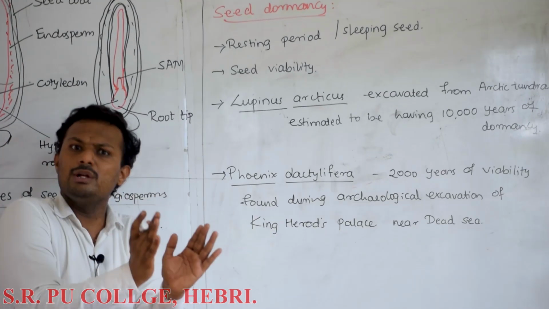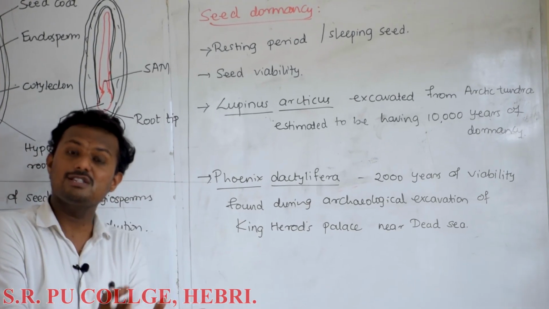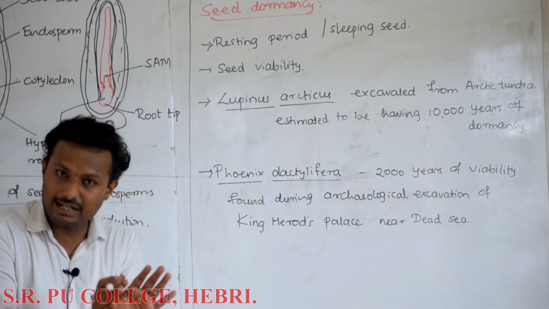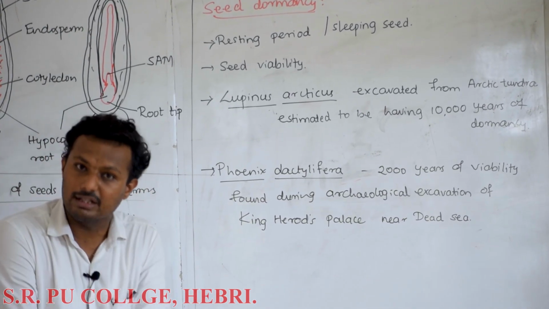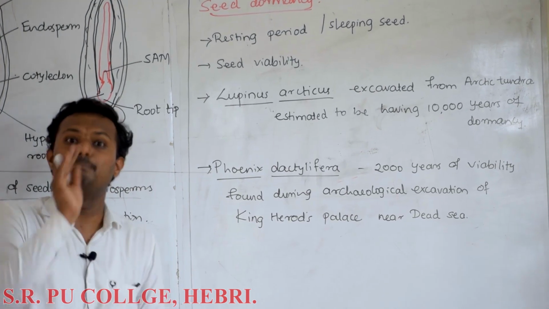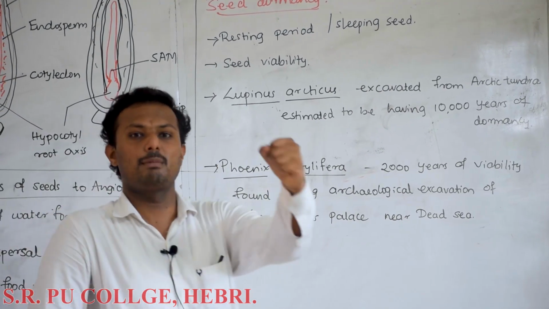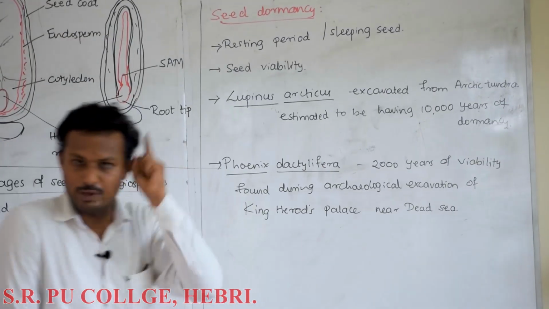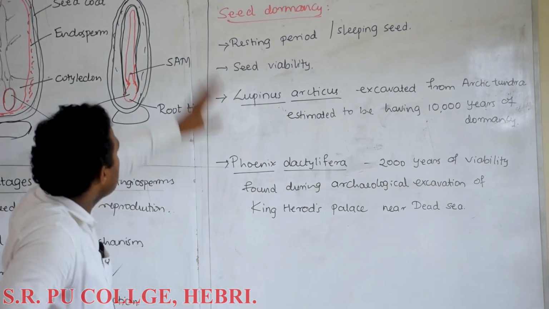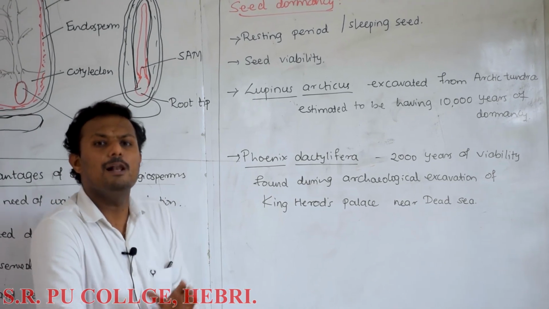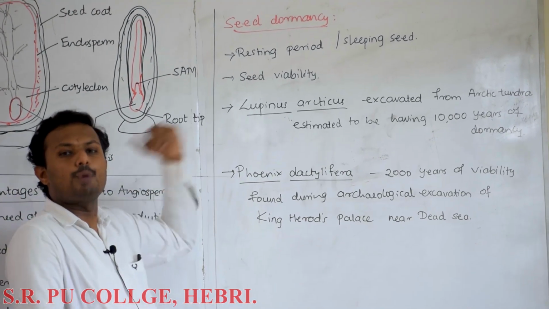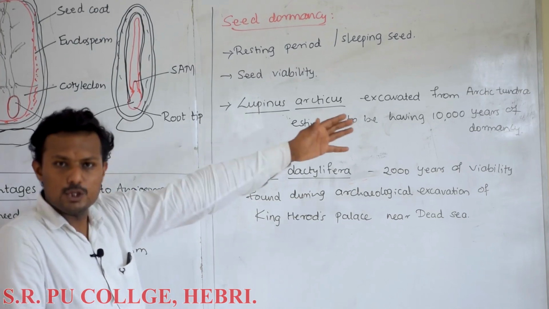But only during the resting condition, seeds remain inactive. They remain dormant. They are sleeping seeds. But still, they have the capacity to germinate once the favorable conditions arrive. So that is what is called viability. And this dormancy has helped the seeds to propagate the angiosperms cosmopolitanly.